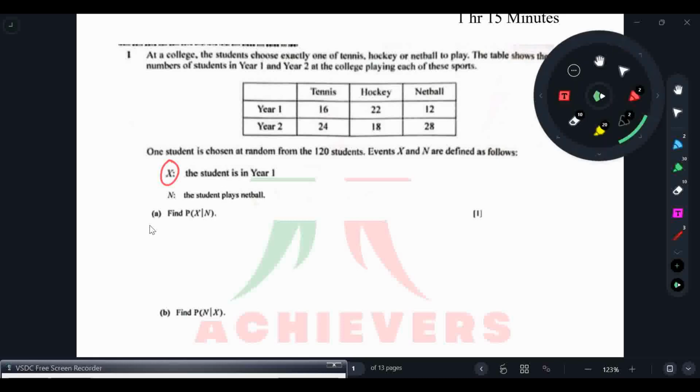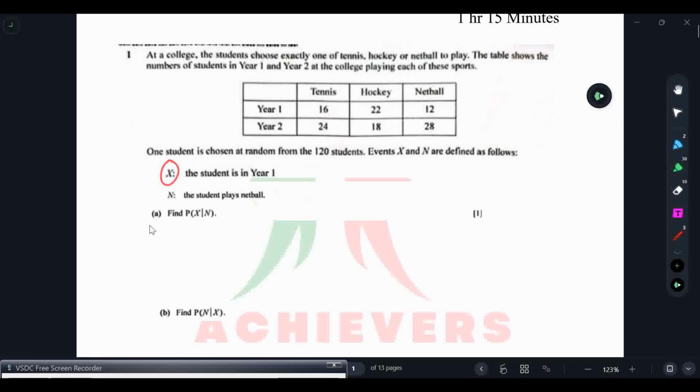Now, what we have to do is find the probability of X such that, let me write it. This one is basically the question of conditional probability, and the formula for this will be probability of X and N divided by probability of N. N means the student plays netball.